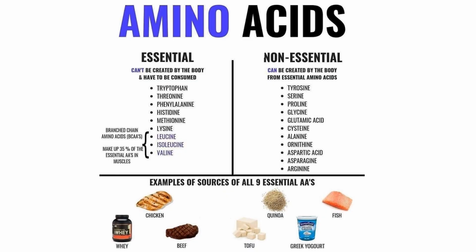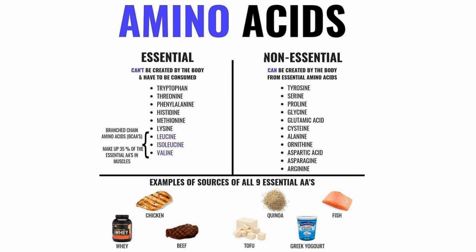All right. Now there are amino acids that are essential and there are amino acids that are non-essential, right? Essential amino acids cannot be created by the body and have to be consumed. This is the list of all the essential amino acids: tryptophan, threonine, phenylalanine, histidine, methionine, lysine, leucine, isoleucine, valine, right? The last three are branched-chain amino acids, BCAAs. They are actually 25% of essential amino acids in muscles, right? Very important branched chains.